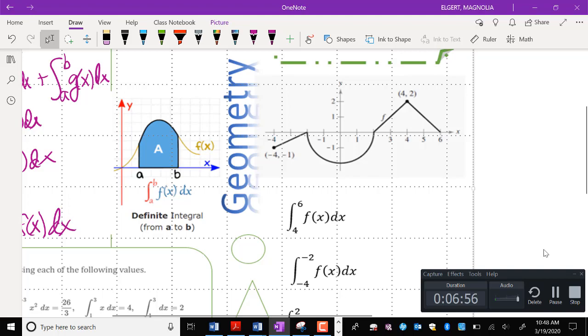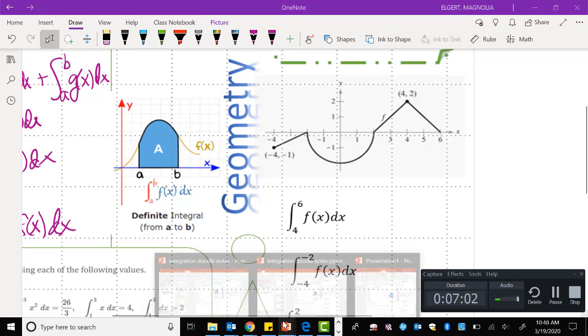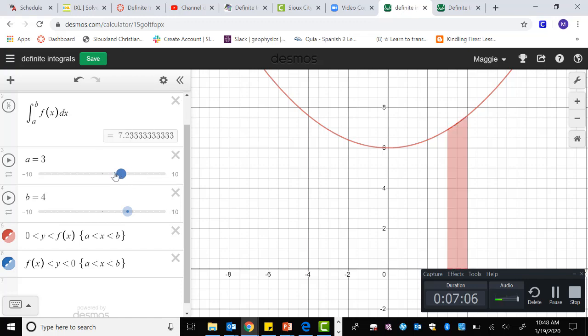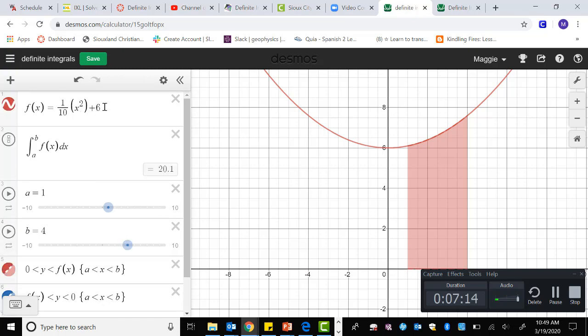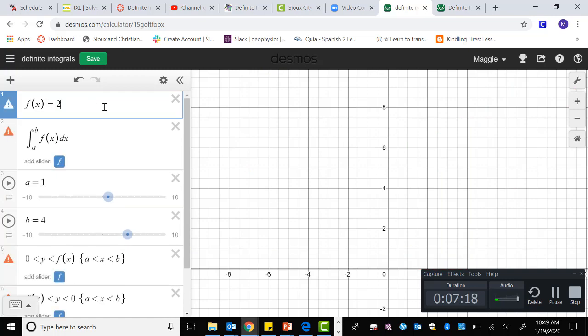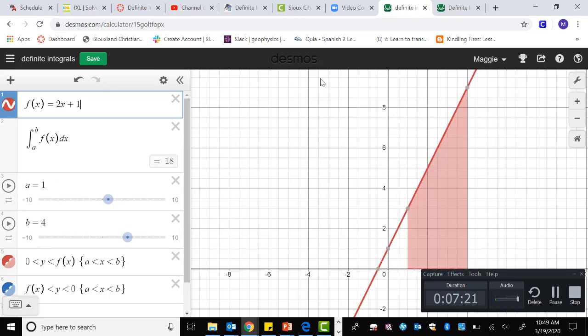Notice, first of all, time out, let me go back to Desmos and show you. We talk about the area under the curve going to the x-axis. So if I did this again, notice that I'm going to the x-axis. It stops at the x-axis. What happens when your function is below the x-axis? So I'm going to change my function. I'm just going to do a linear function, 2x plus 1. So here's 2x plus 1 from 1 to 4.